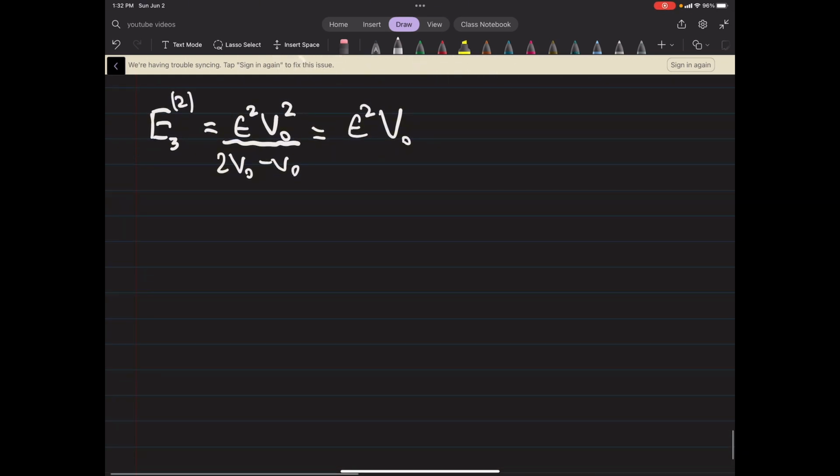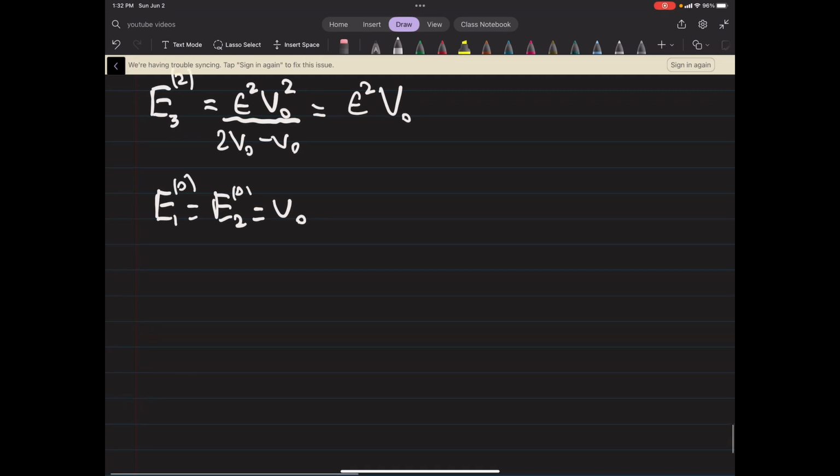Now, of course, E1 equals E2 equals V naught means we have degeneracy. They're the same. So we really need to use degenerate perturbation theory. And whenever you have degeneracy, you're going to try to find your W matrix, where the elements of the matrix can be found with this equation.